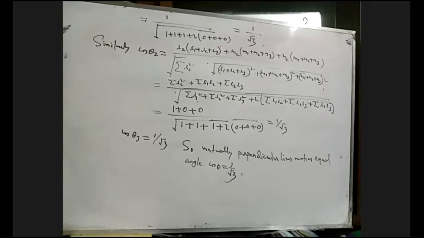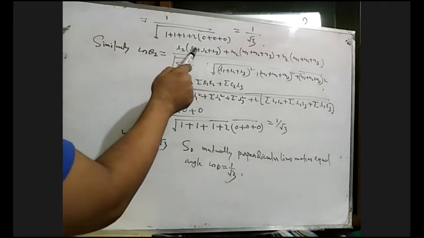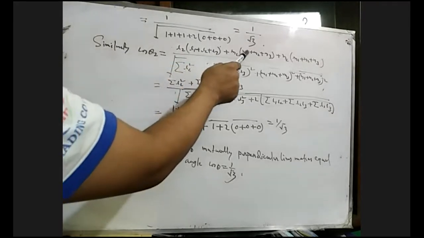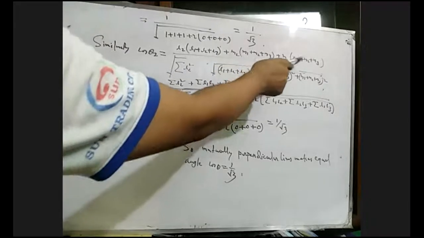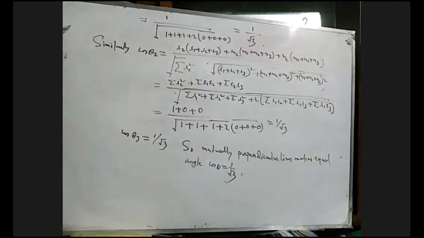So for the second line, we also find cos theta 2 equals to, for the second one, L2 into L1 plus L2 plus L3, M1 plus M2 plus M3 and N1 plus N2 plus N3. Similarly, we get 1 by root over 3. So these are the required mutually perpendicular lines which make equal angle, and the equal angle equals to what? Cos theta equals to 1 by root over 3.